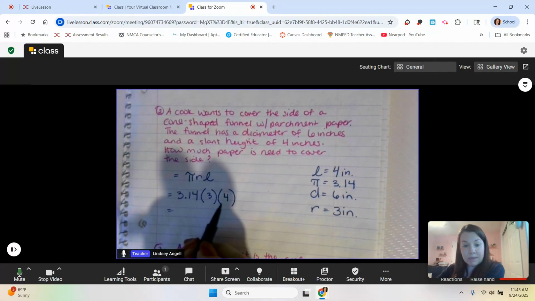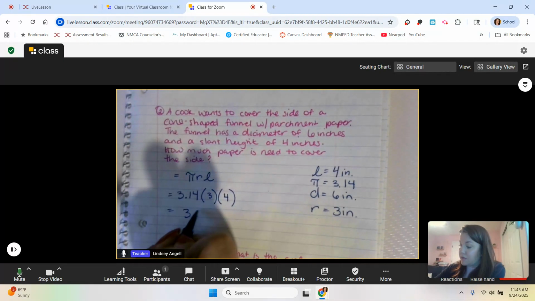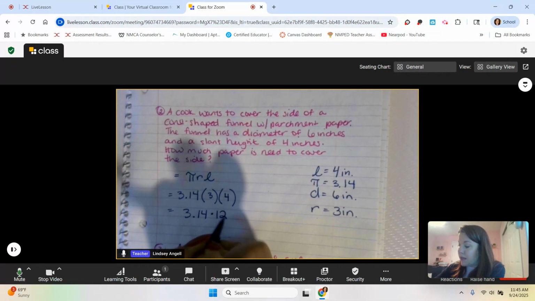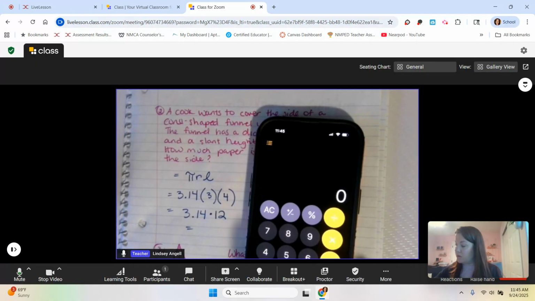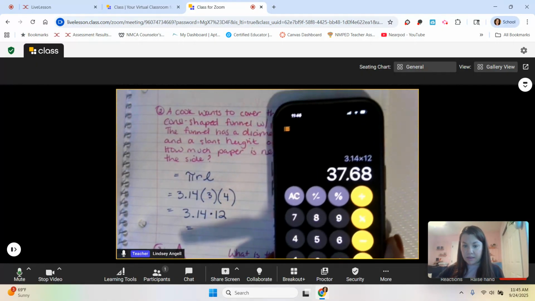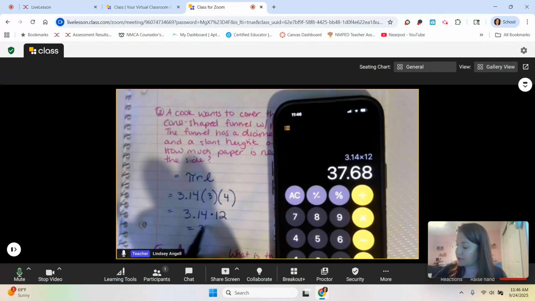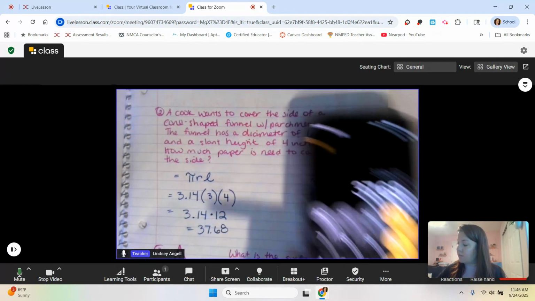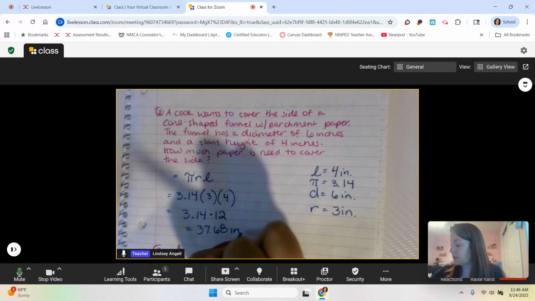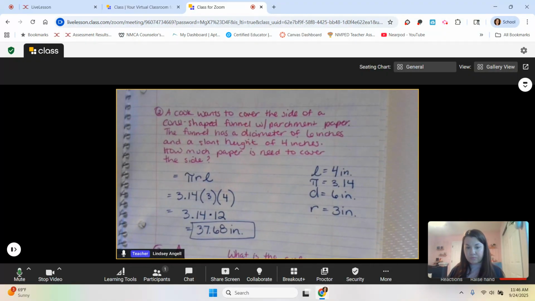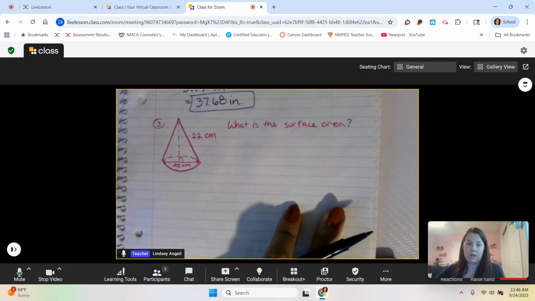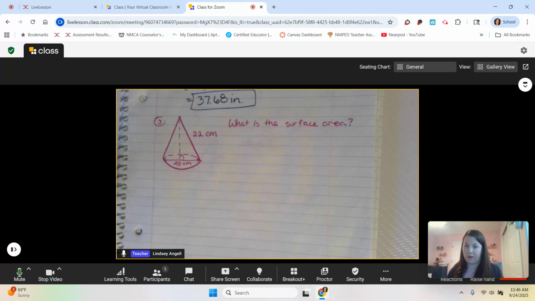So let's see, 3 times 4, I know that, that's 12. So 3.14 times 12. So see what that equals. 3.14 times 12 gives me 37.68. And we were working with inches, so this would be inches squared. Okay? Good.